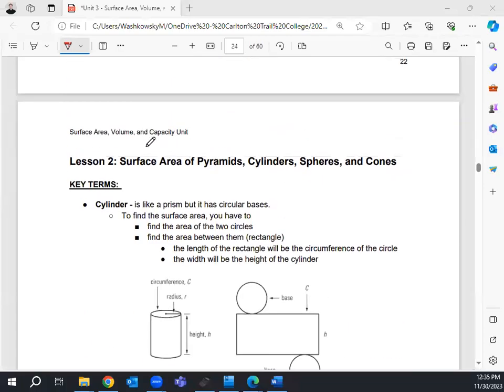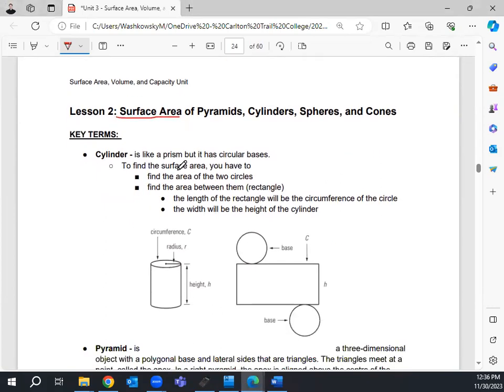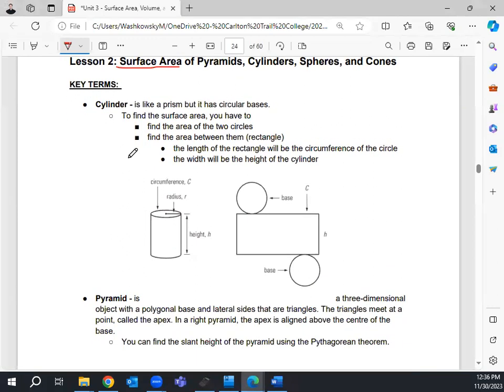So we're on to lesson 2 here. This is lesson 3.2. We are still looking at surface area, the coverage of these shapes, but now we're looking at more complex shapes. It's not just squares and triangles now. Now we're looking at pyramids, cylinders, spheres or balls, and cones. The first one we're really going to talk about is the cylinder.